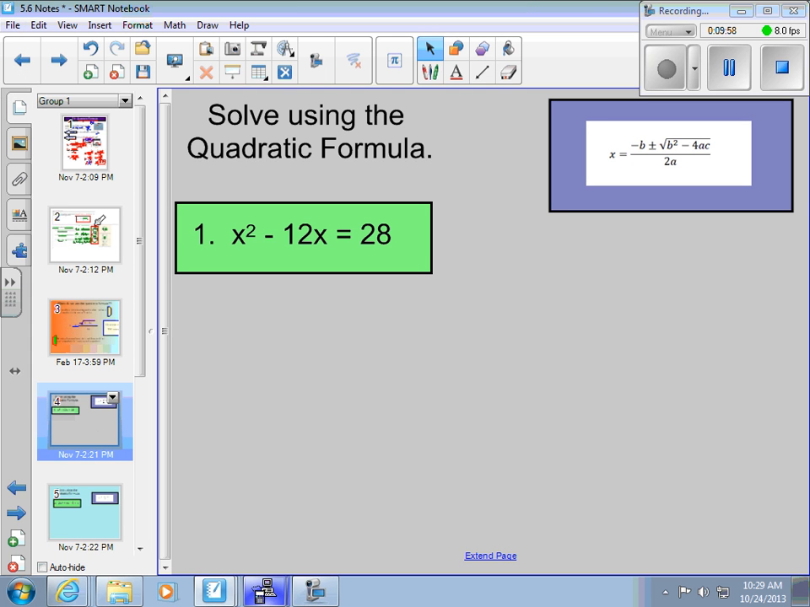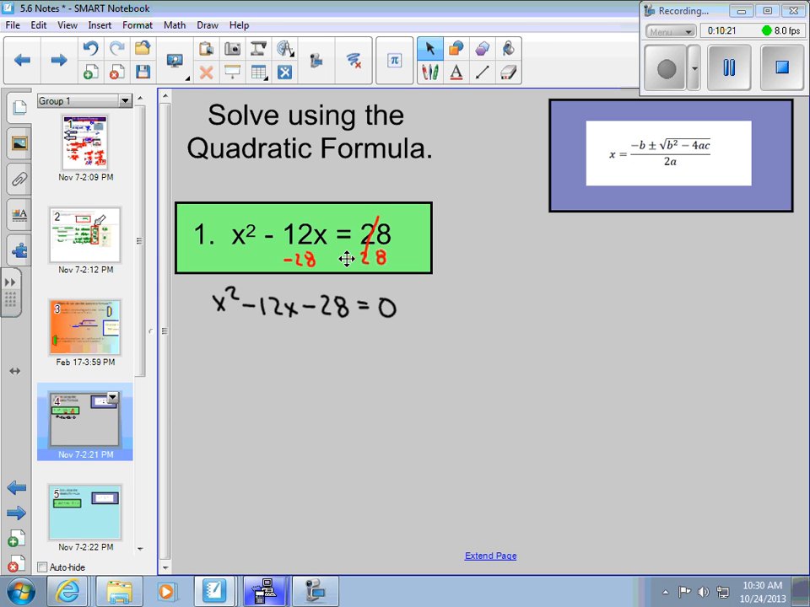Now, before you find A, B, and C, make sure your quadratic is equal to 0. It always has to be equal to 0. In this case, we're not equal to 0 right now. We got to do a little solving first. Minus 28 from both sides. Get it equal to 0. So you got x squared minus 12x minus 28 equals 0.